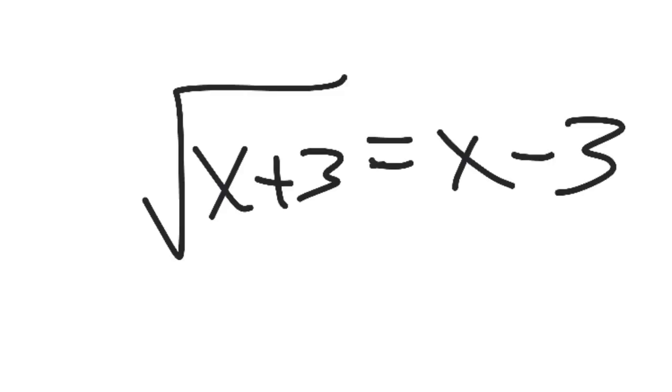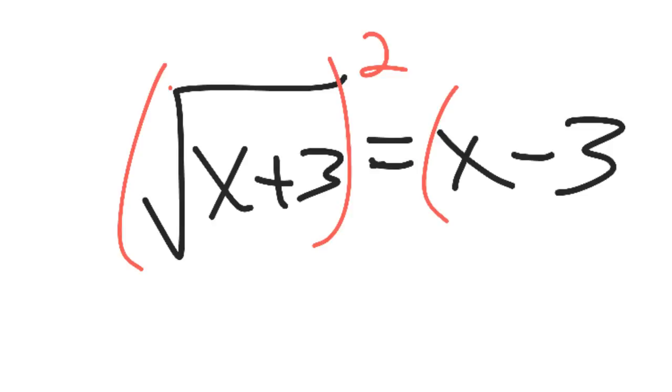So if you need to solve this equation, we need to get rid of the square root. We'll never be able to get x by itself if it's in a square root. So what you can do is you can square both sides.